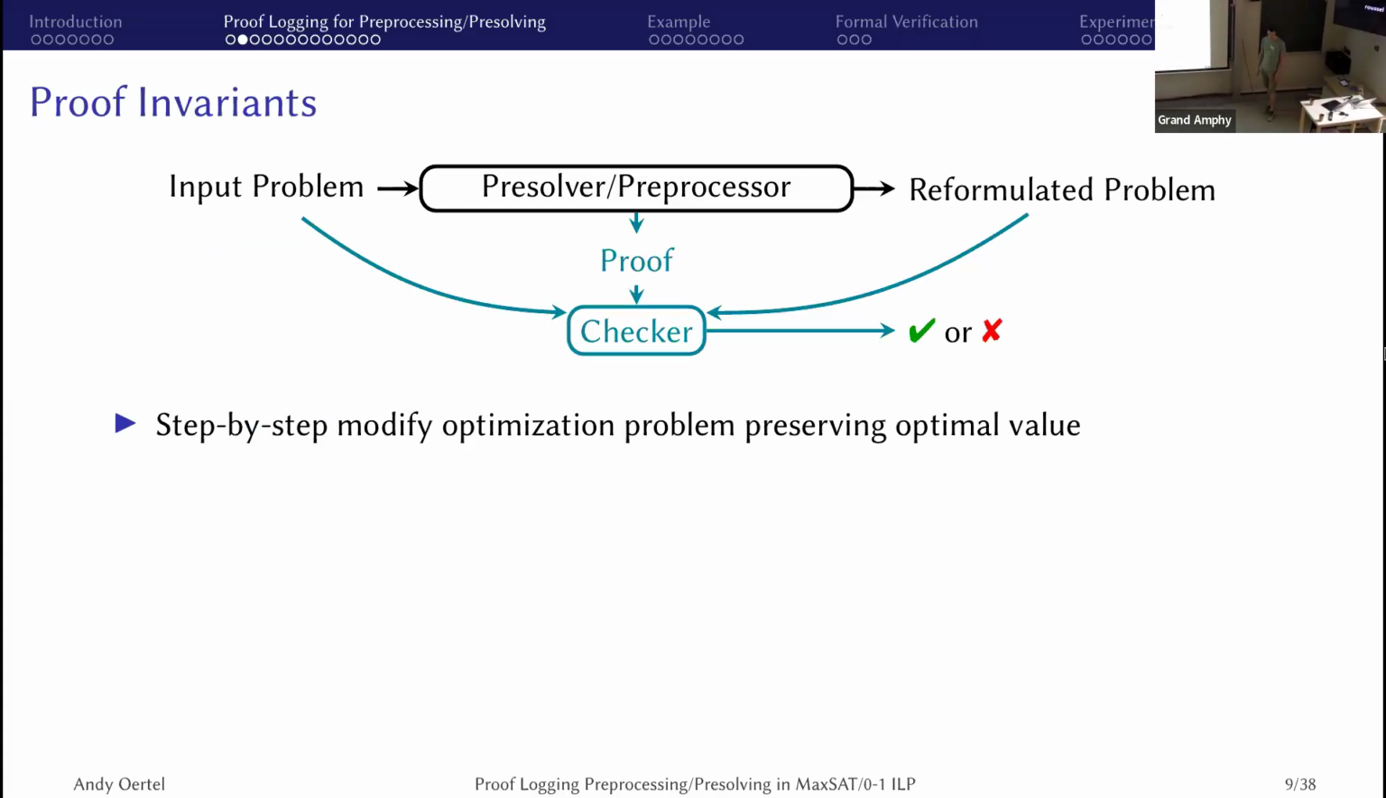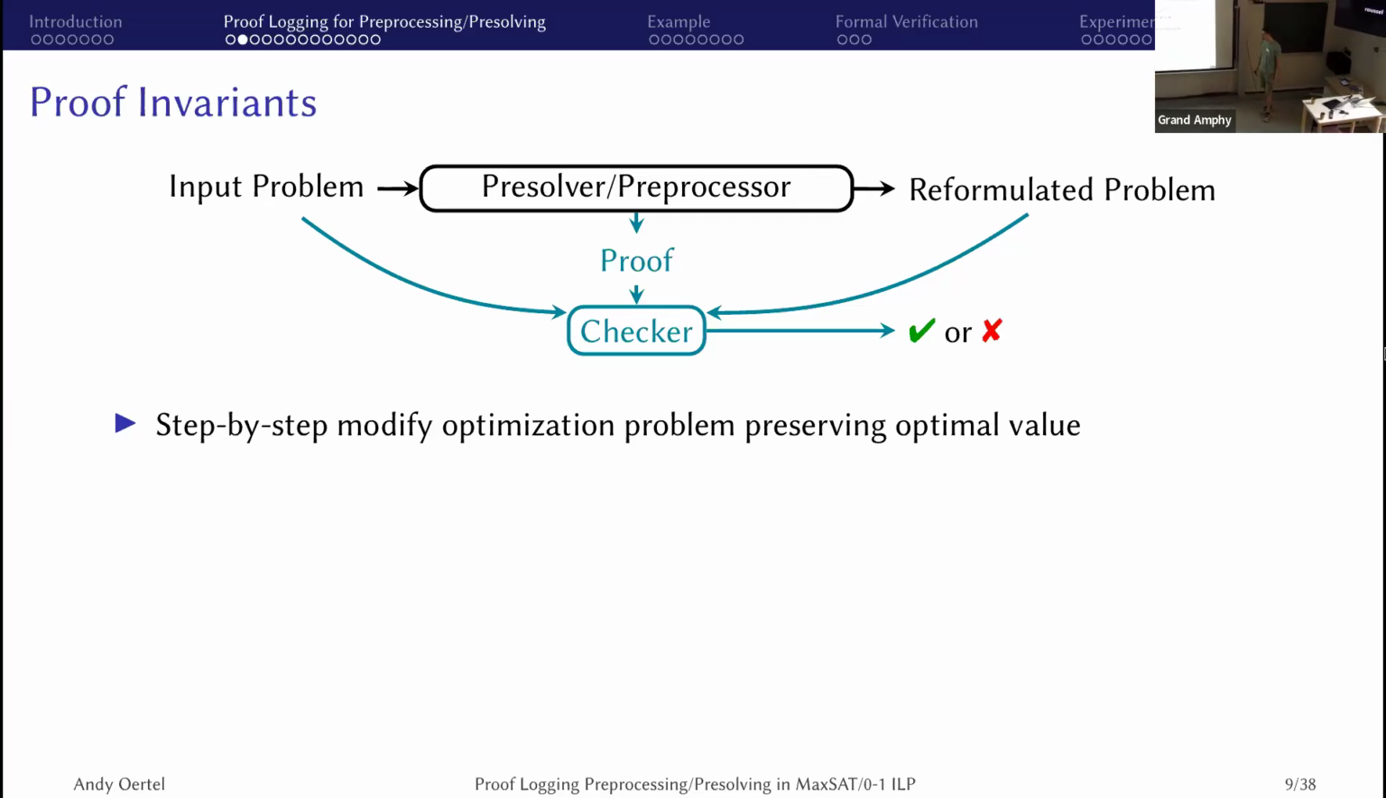Then what is the idea of the proof that we want to do? What is the main invariant that we want to get out of this proof? This is our workflow, and we're generating this proof. And for every step that we're doing in the preprocessor, we also want to have a proof that this step preserves the optimal value of our problem. So each time we're doing some modification to the problem, we want to preserve that the optimal value of this problem always stays the same.